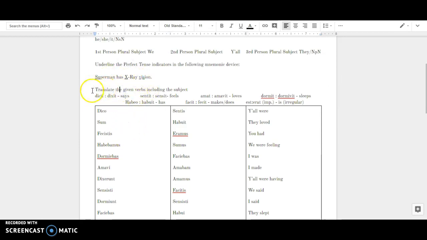So, down here it says, translate the given verbs using the subject. So we have dicit and dixit. Dicit means says. Dixit has the X in it. That makes it perfect tense. So dixit would be a form of said. Sentit means feels. Sensit has the S in there. That makes it felt. Amat means loves. Amavit means loved. Has the V in there. So on and so forth going down.